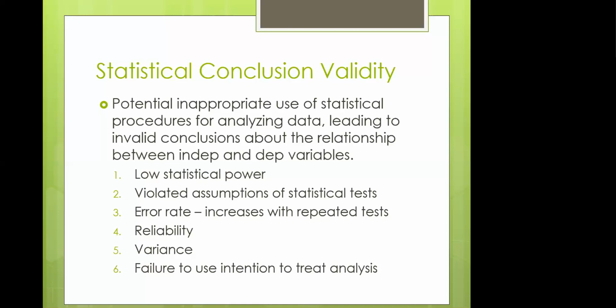Another thing can be error rate, and it increases with repeated tests. So if you're reading a study and you see that they did multiple t-tests to look for differences between groups and they didn't adjust the alpha for that, that really increases your error rate. So they should either be using a different statistical test or adjusting the alpha, so that basically you need a smaller p-value to be significant.